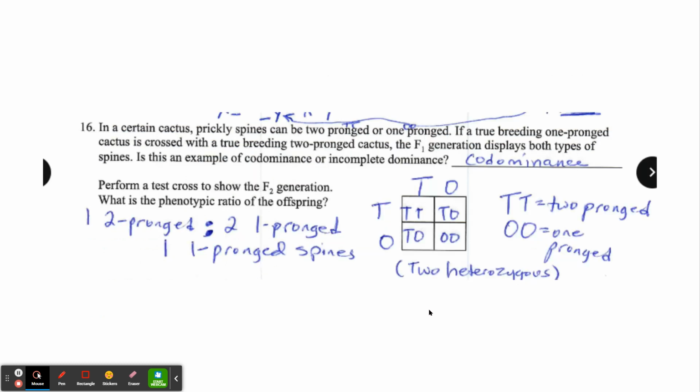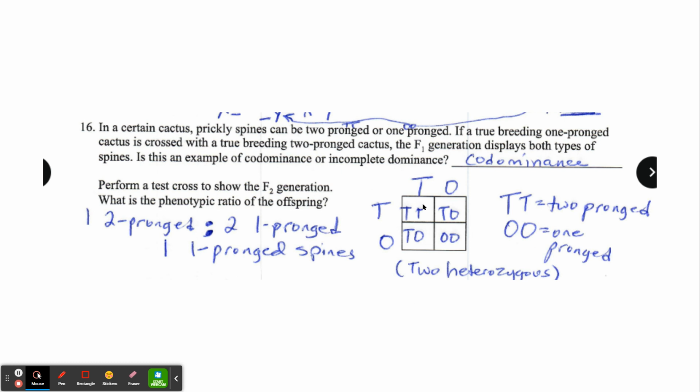In certain cactus, prickly spines can be two-pronged or one-pronged. If a true-breeding one-pronged cactus is crossed with a true-breeding two-pronged cactus, the F1 generation displays both types of spines. Is this an example of codominance or incomplete dominance? Codominance, when they're expressing both of the dominant forms of the trait at the same time. And do a test cross to show the F2 generation. What's the phenotype ratio of the offspring?